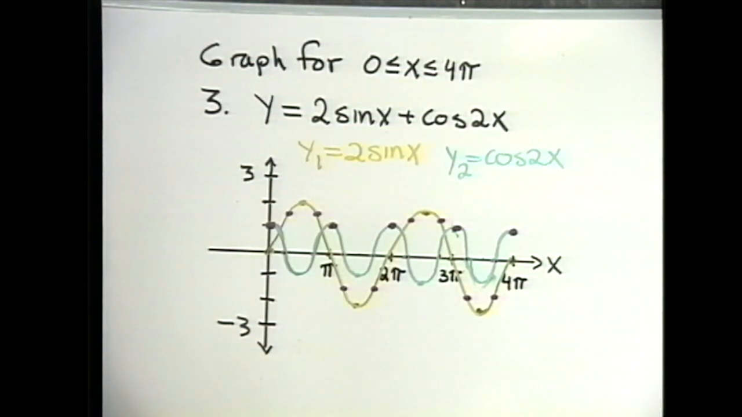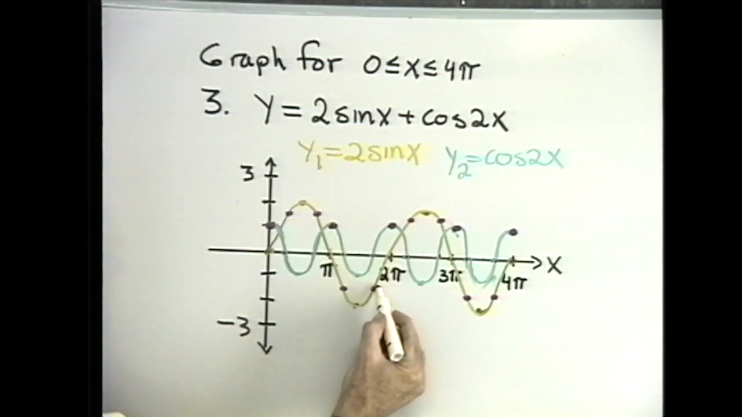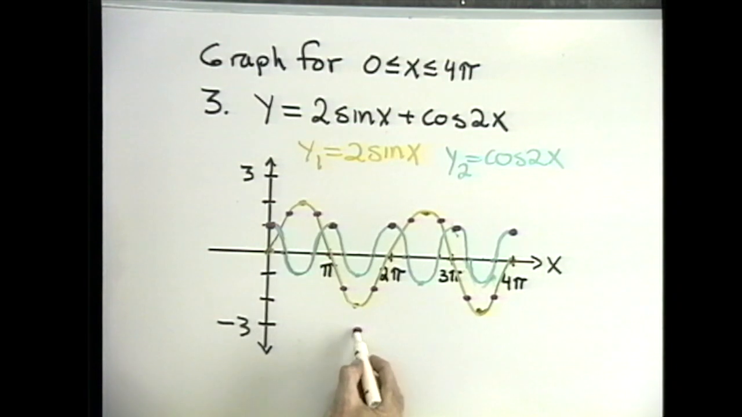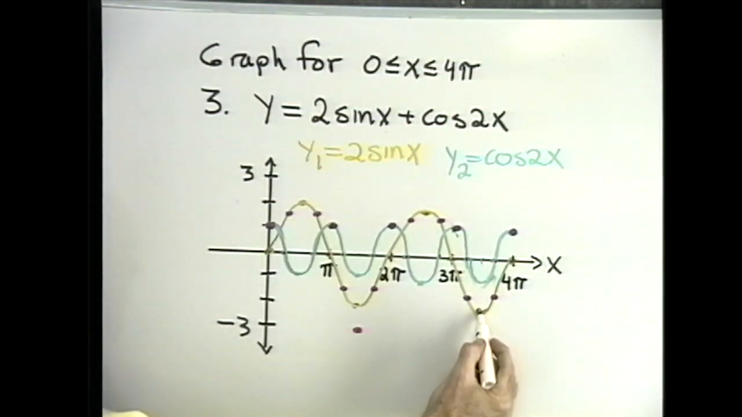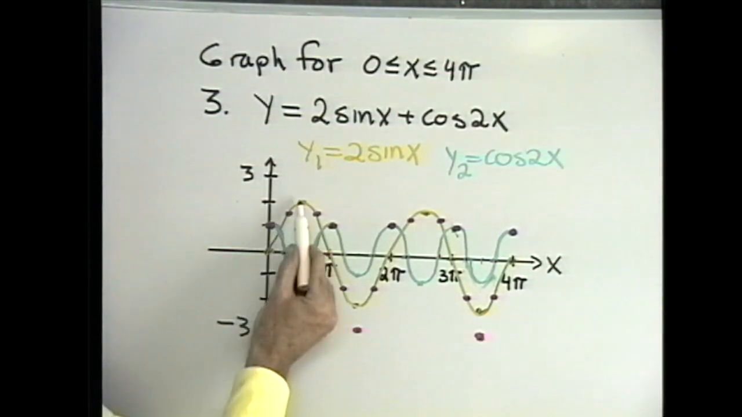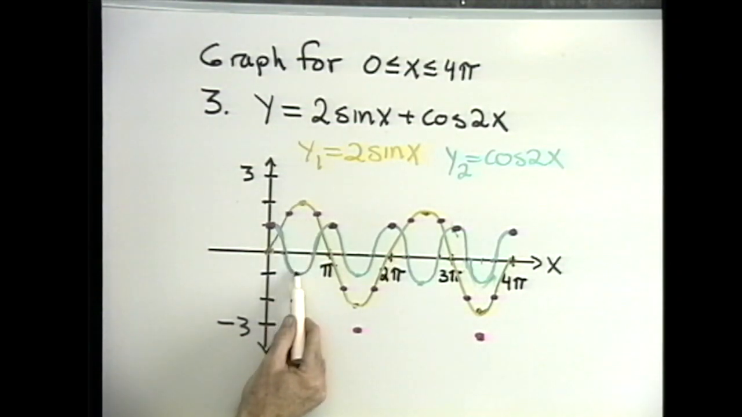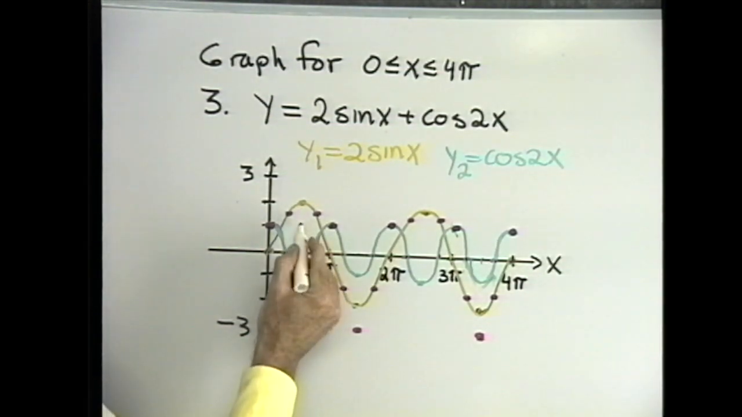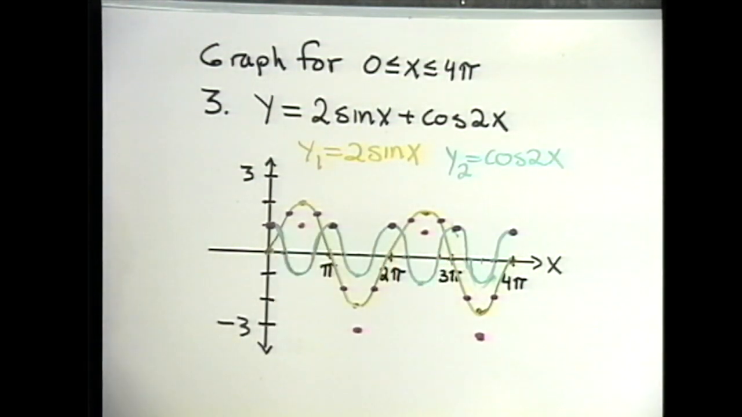Now I need a few more points. Let's look at these points right here where the green graph is negative 1 and the yellow graph is negative 2. Their sum is going to be negative 3. Same thing over here. The green graph is negative 1, the yellow graph is negative 2. When I add them together, I get negative 3. How about these points right here? The yellow graph is 2, the green graph is negative 1, so their sum is positive 1. Same thing over here.